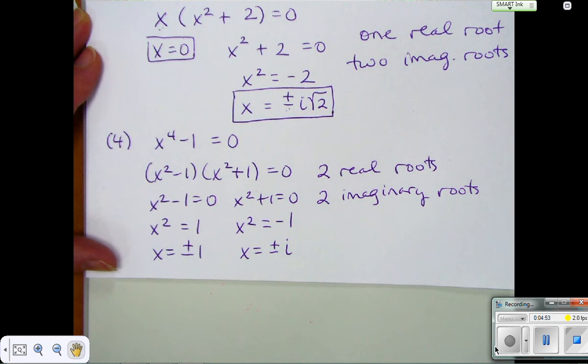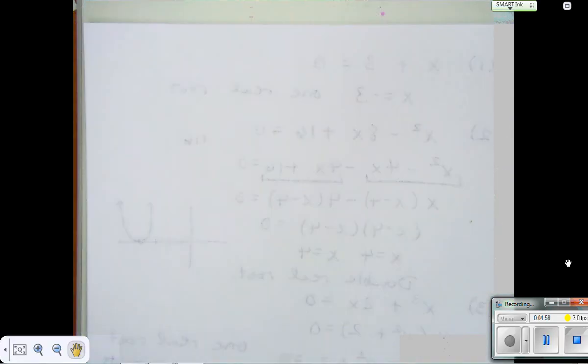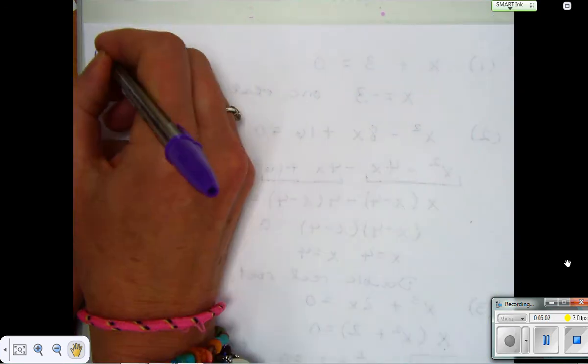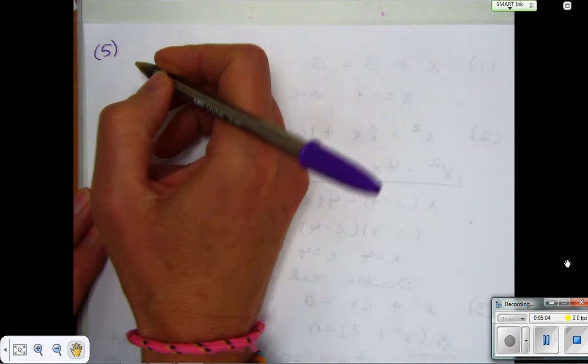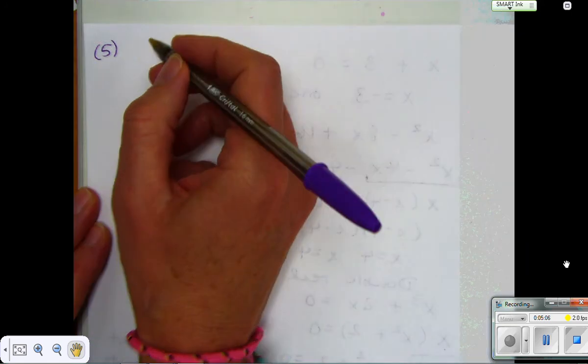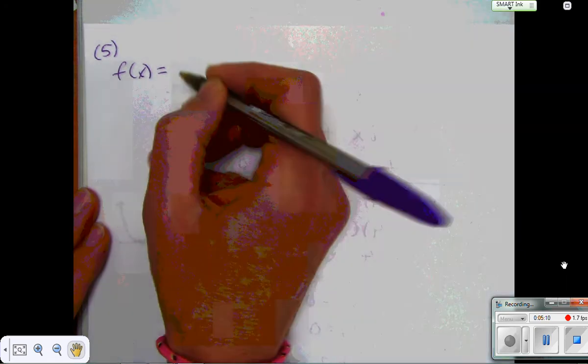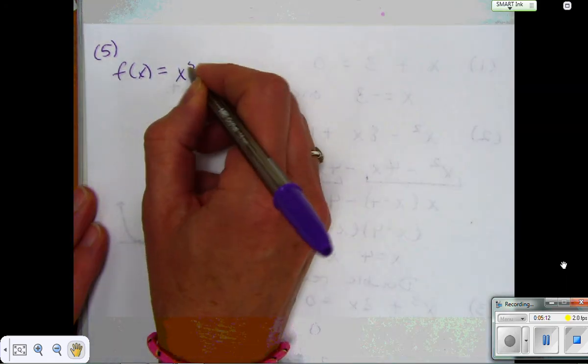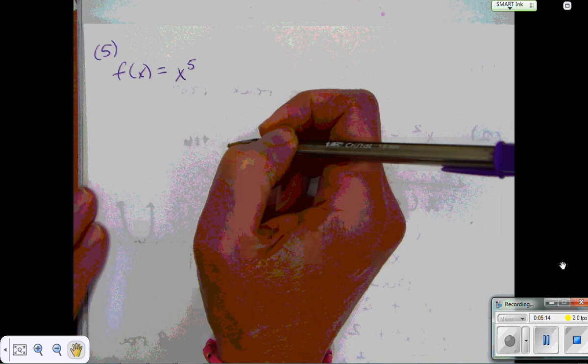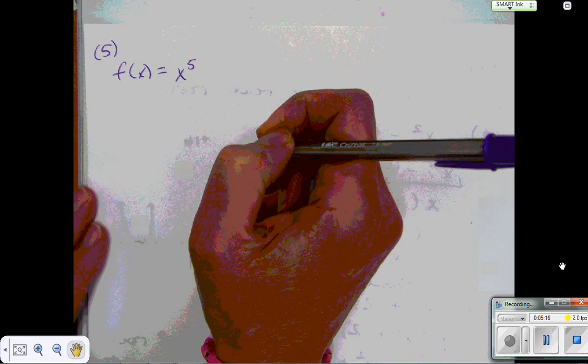Okay, so let's look at number 5. Number 5 says, find the number of positive and negative zeros of each. So this is where we're going to count the sign changes. And this is just so you guys know what your graph is going to look like, really. It's an expectation for you.